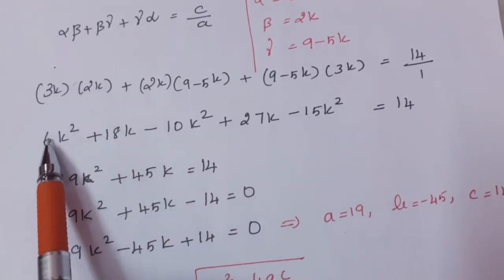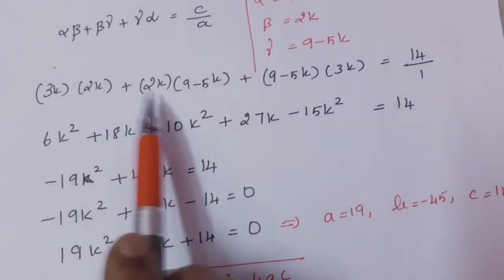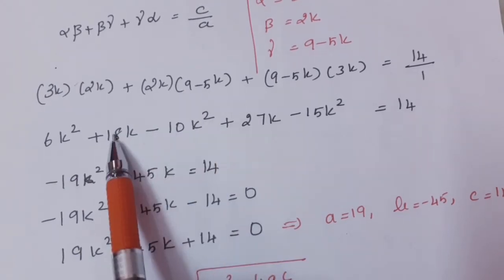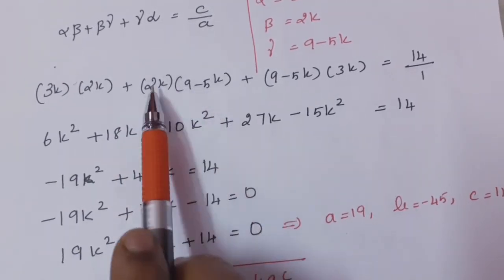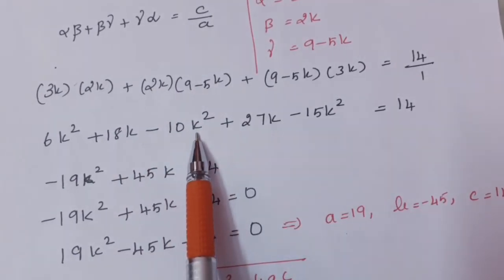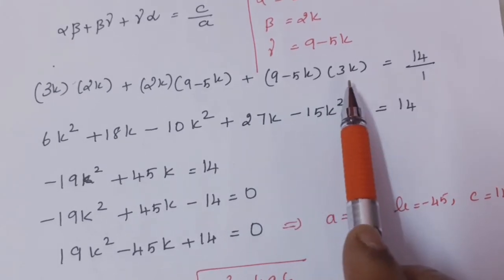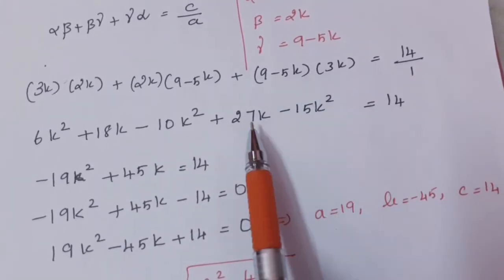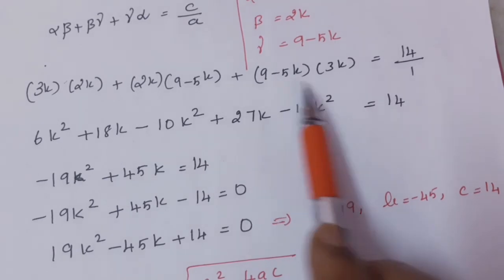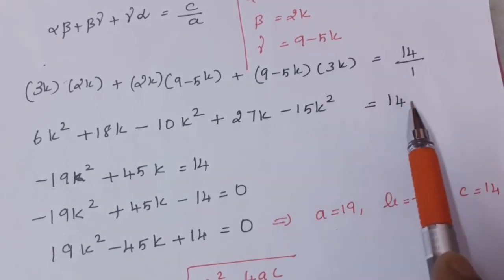So 3 2s are 6k square, plus 2 9s are 18k, minus 2 5s are 10, k into k is k square, so minus 10k square. Again 9 minus 5k is multiplied with 3k: 9 3s are 27k, minus 5 3s are 15k square, equal to 14.